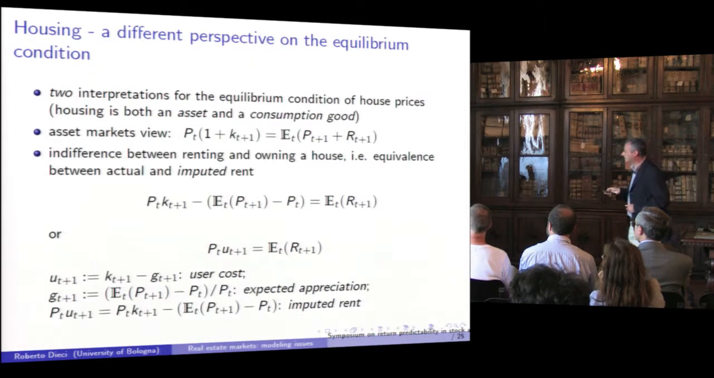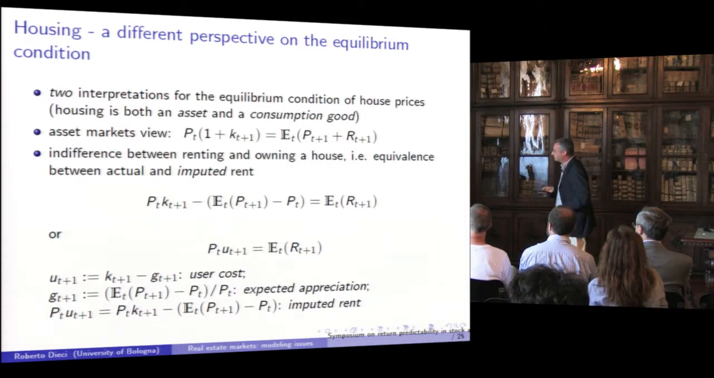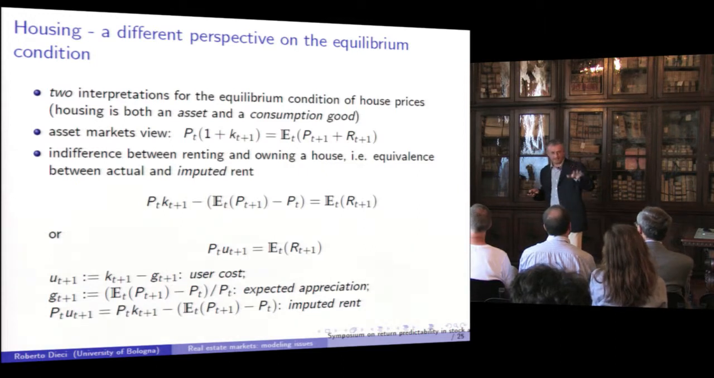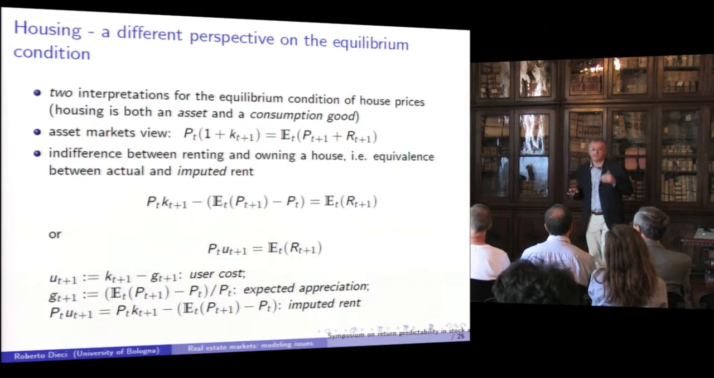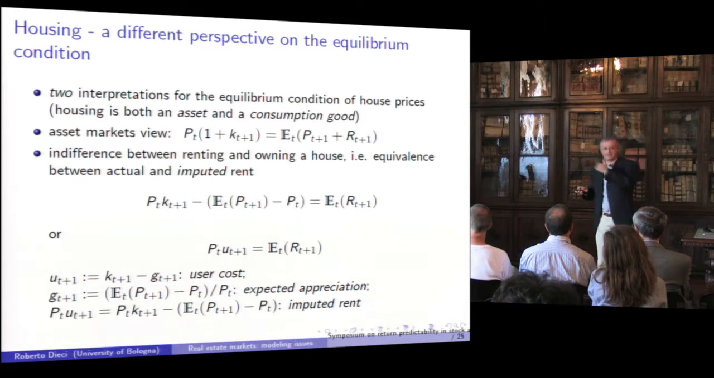What is the user cost? The user cost, this is in the next slide, but the user cost is defined as the cost of owning a given standardized amount of housing space for one period. So there is an indifference condition because I can own my house or I can rent the house. But from an equilibrium perspective, this must hold.